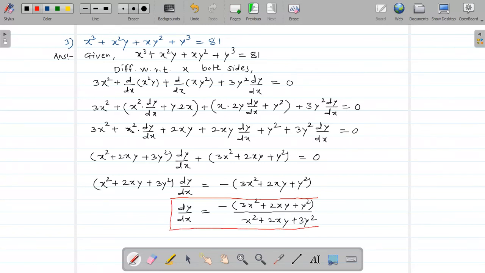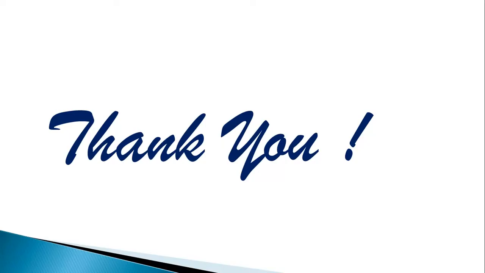Okay, so always remember how to take the derivative of implicit functions. All the rules are the same, we just have to separate out the final answer, that is dy by dx is equal to. Okay, so try to solve this type of questions.